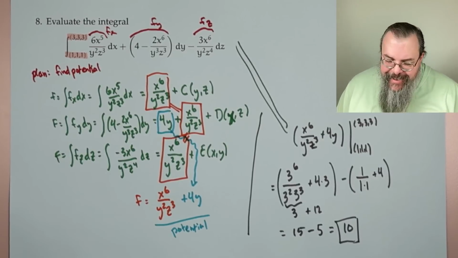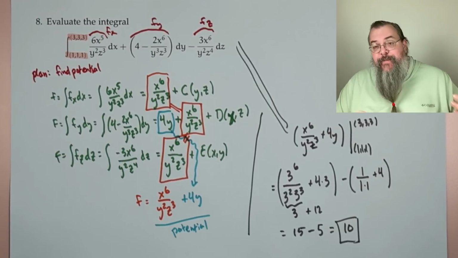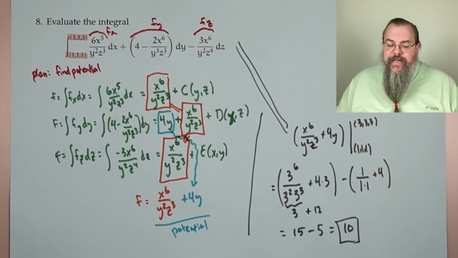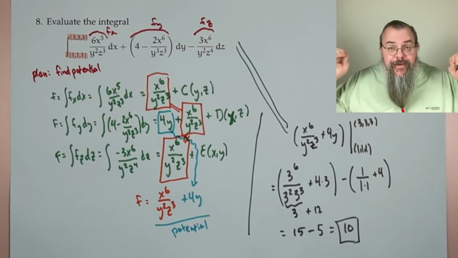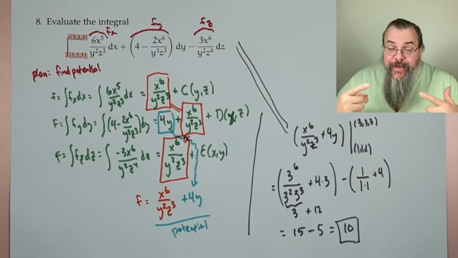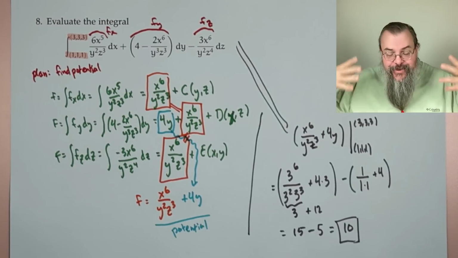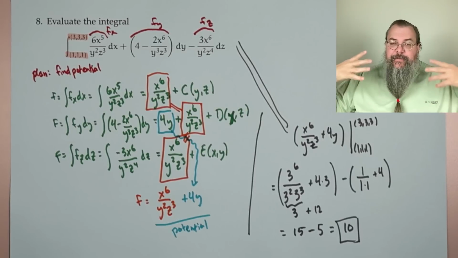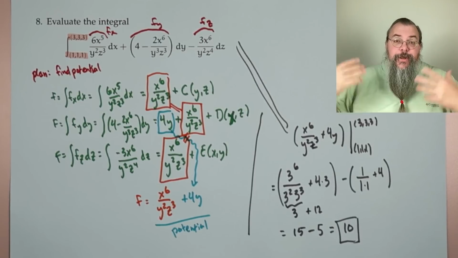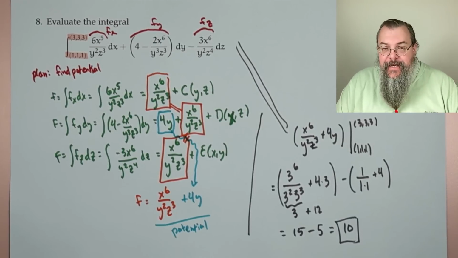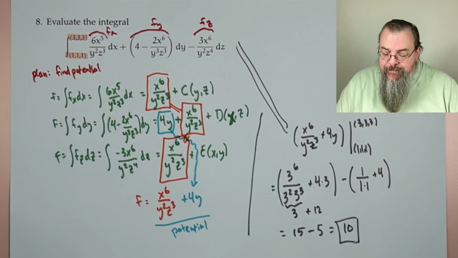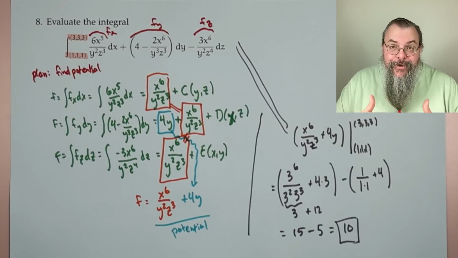Nice! Again, by not giving us information about how we got between the endpoints, they basically are trying to send us a signal, and we're going to pick up on their clues. They're telling us, hey, don't try to do this by some parameterization. Look for the potential, and then evaluate at the endpoints. That's what we did. Cool.